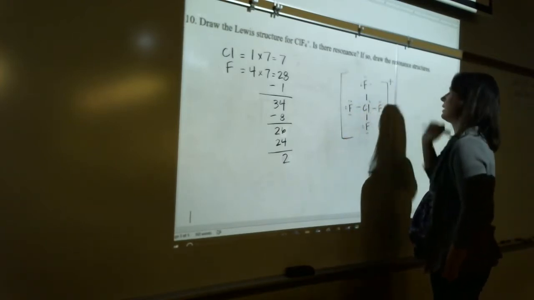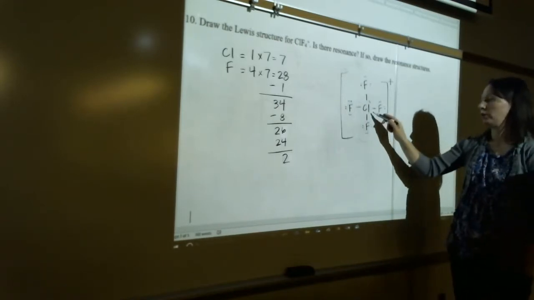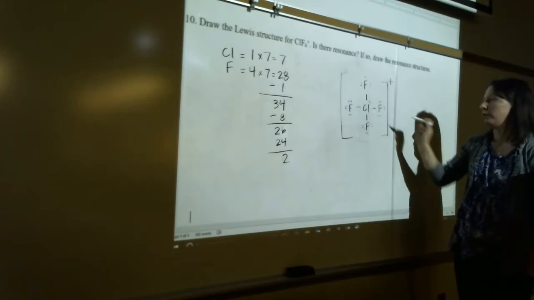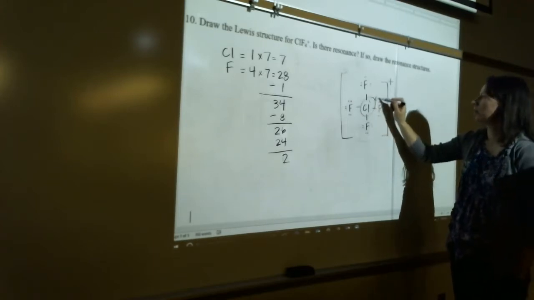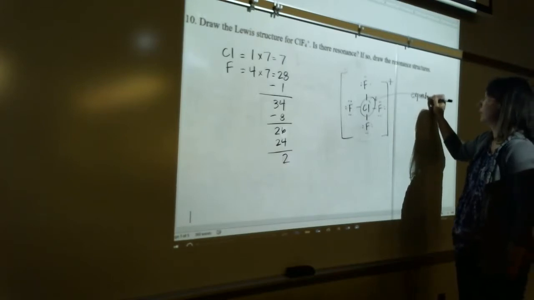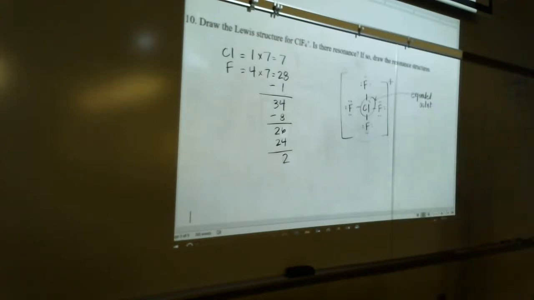Now, is this an exception to the octet rule? Yes. What is it called when chlorine sees more than 8 electrons? Remember what that's called? It's called an expanded what? Octet. Right, that's an expanded octet, when you see more than 8 valence electrons.